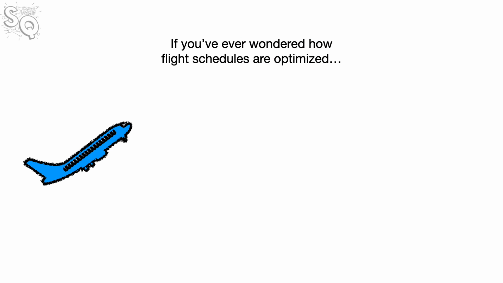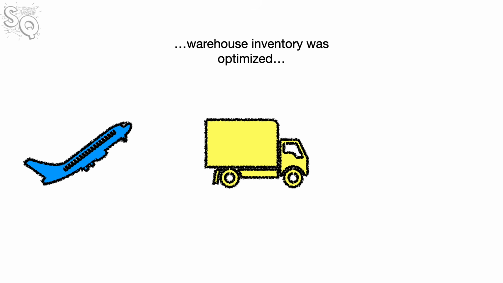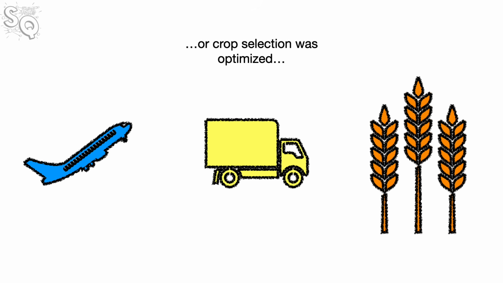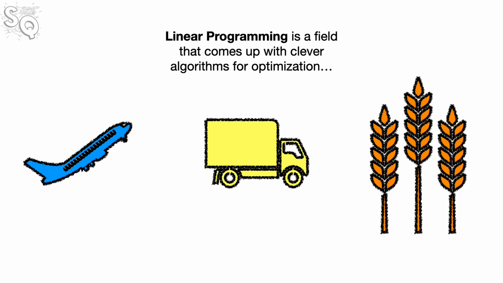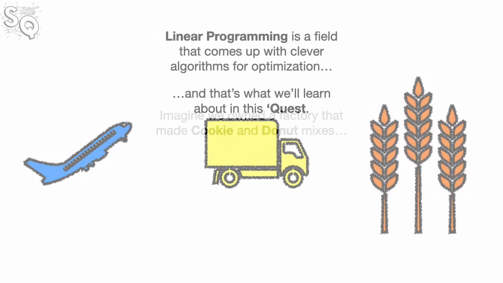If you've ever wondered about how flight schedules are optimized, warehouse inventory was optimized, or crop selection was optimized, then, without knowing it, you've wondered about linear programming. Linear programming is a field that comes up with clever algorithms for optimization. And that's what we'll learn about in this quest.